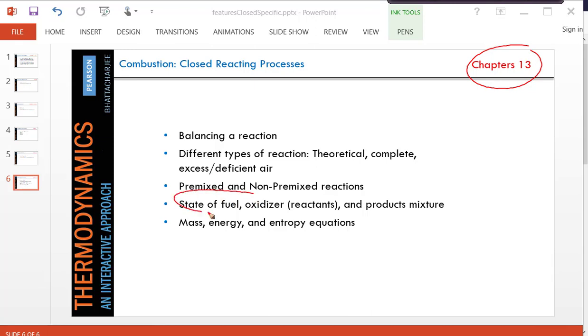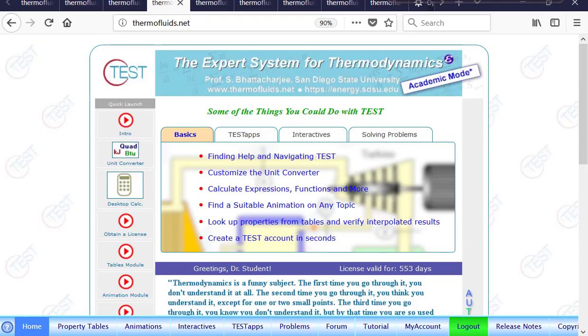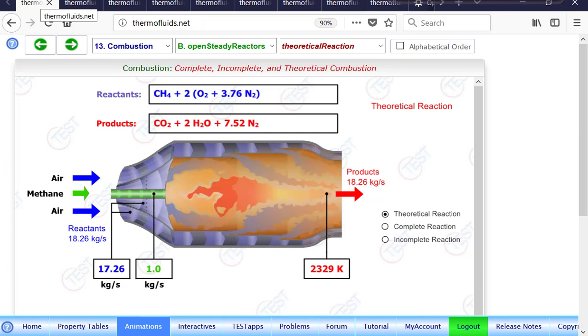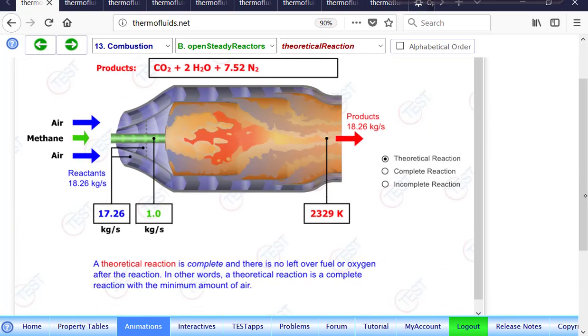We will learn how to find the state of fuel, oxidizer, and products, and then eventually do a mass, energy and entropy analysis for a closed process. So let's begin with a couple of animations. This particular animation, 13B, theoretical reaction, explains what a theoretical reaction is.